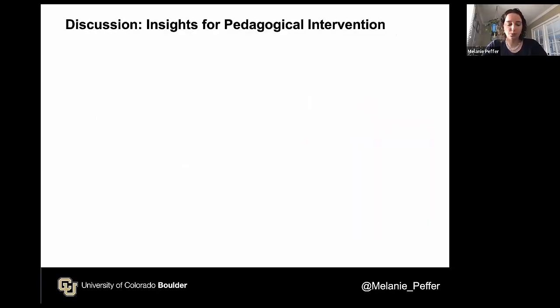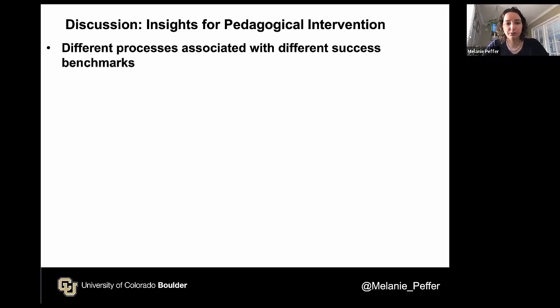Okay, so one thing that's come up at LAC many times is how does learning analytics relate to pedagogy, and what does this mean in the classroom? So I've framed my discussion more around what does this mean in terms of pedagogical intervention. So different processes are associated with different success benchmarks.